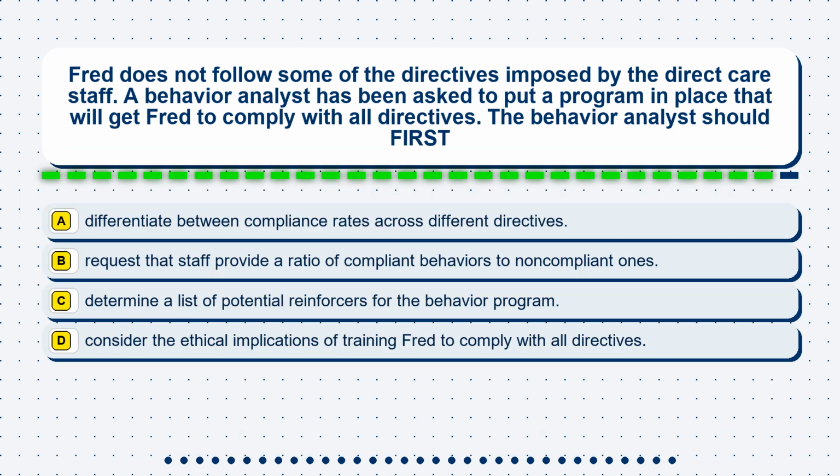Question 18. Fred does not follow some of the directives imposed by the direct care staff. A behavior analyst has been asked to put a program in place that will get Fred to comply with all directives. The behavior analyst should first: Option A, differentiate between compliance rates across different directives; Option B, request that staff provide a ratio of compliant behaviors to non-compliant ones; Option C, determine a list of potential reinforcers for the behavior program; Option D, consider the ethical implications of training Fred to comply with all directives.